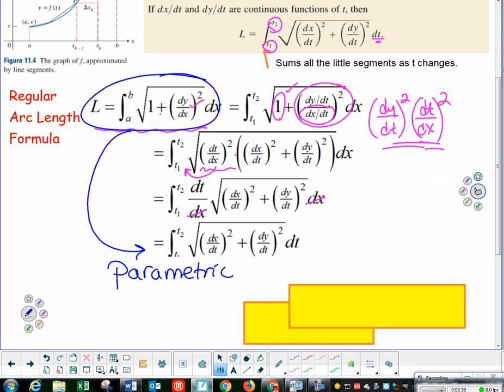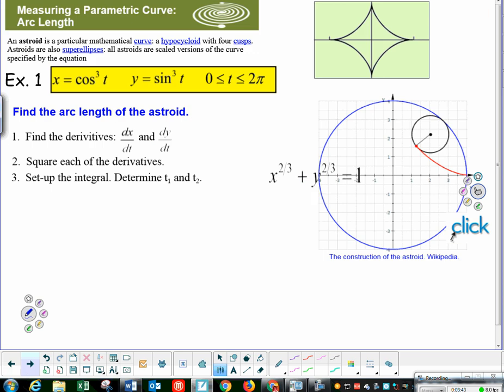Okay? It's kind of nice to see proofs once in a while, especially when you're starting to move into upper level math. All right, so let's just do a problem. Here's an asteroid. It's a particular type of mathematical curve. It has 4 cusps. They're also called superellipses.